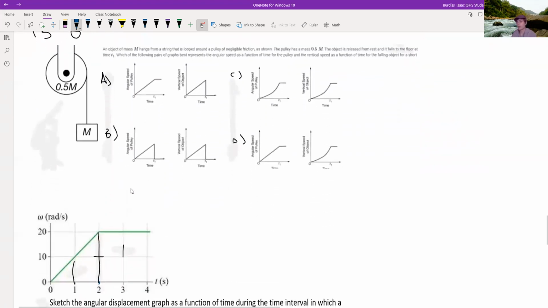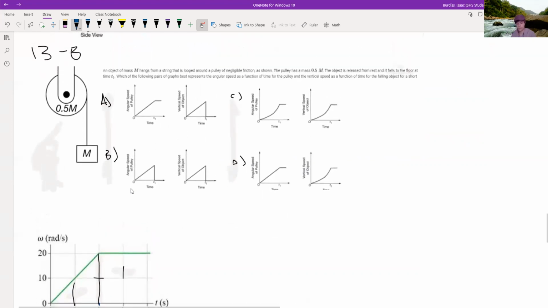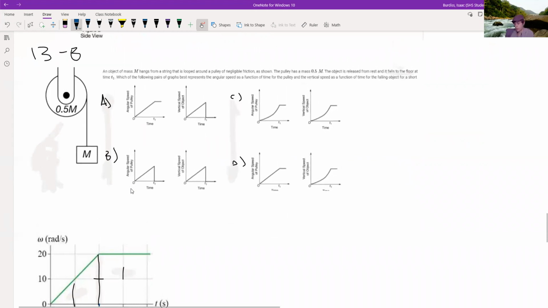All right, let's look at this one. This is a graph question. Sorry about that. This is not the right thing. A.